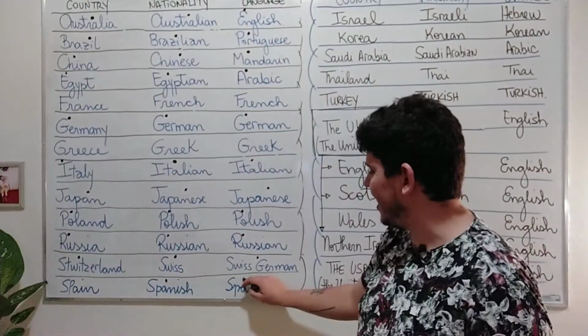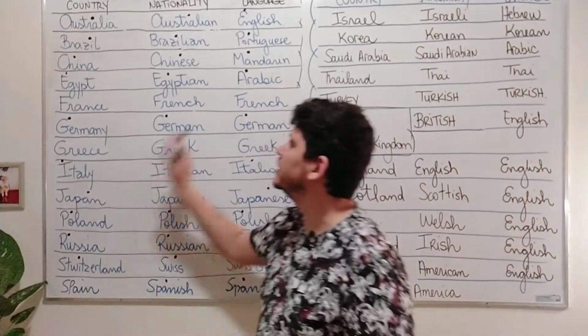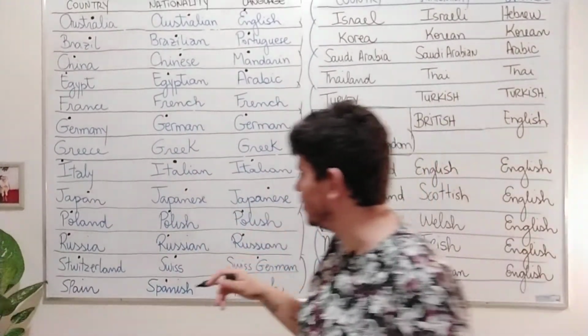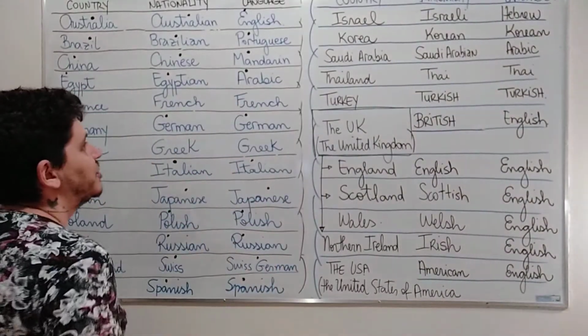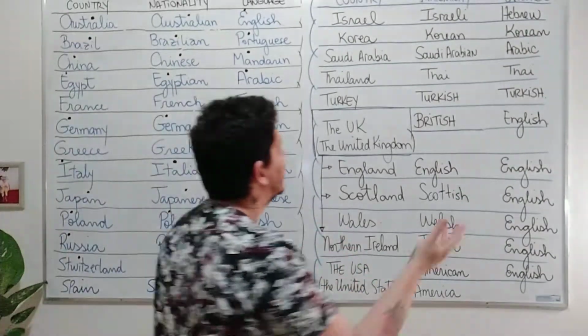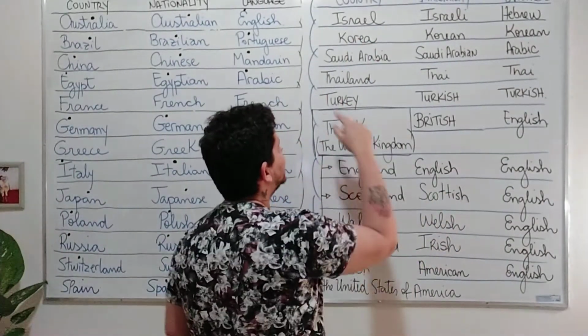Spanish. So these are a lot of countries, nationalities, and languages. We are having the chance to also practice our pronunciation. Now, on the right side of my board, we've got Israel, Israel.